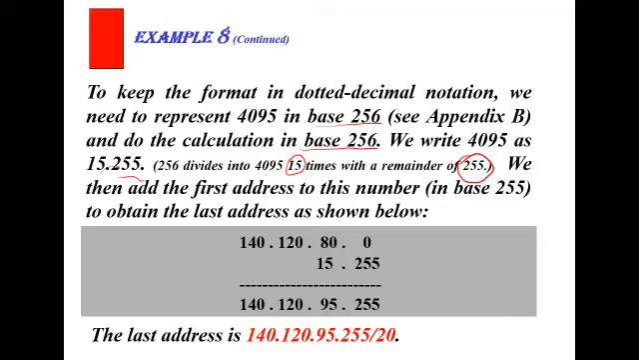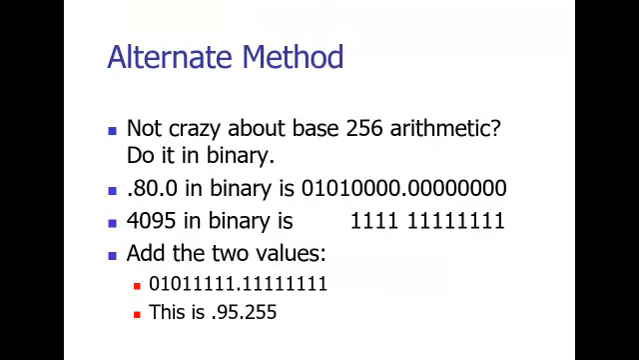Now we can add this number 15.255 to the first address of our block, which is given at the time of allotment, right? So if you want to find out the last address, you should know the first address and the total number of addresses. Then we get 140.120.95.255 as the last address of this given random address. So only base 256 mathematics is required. We can see some easier methods too, through which you can easily calculate this.